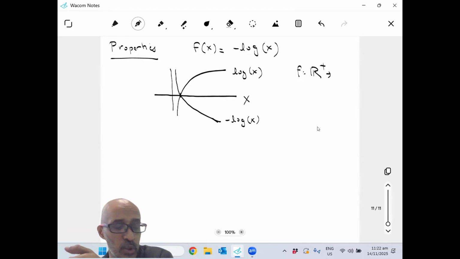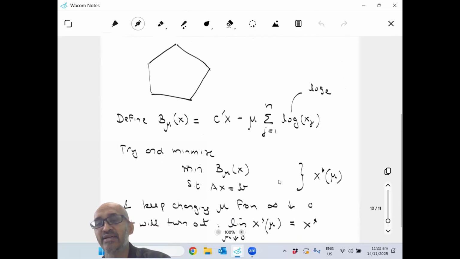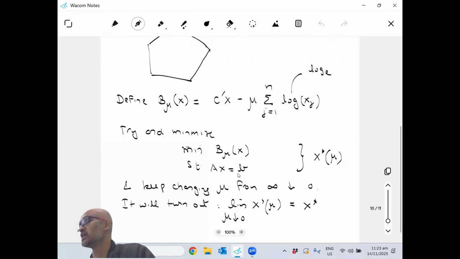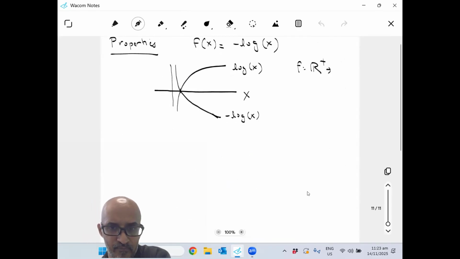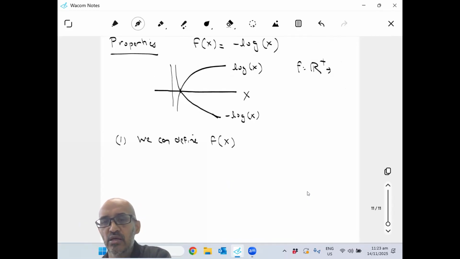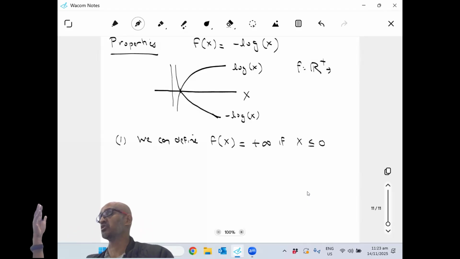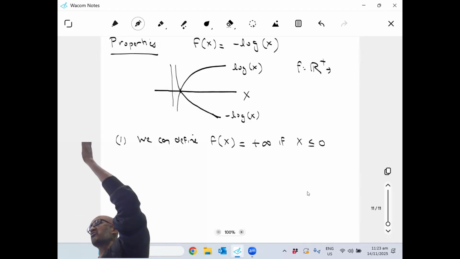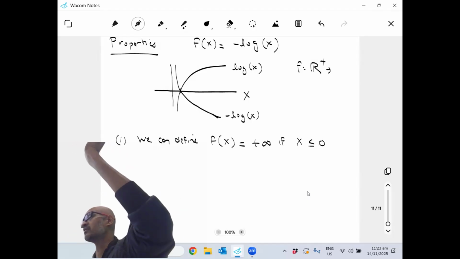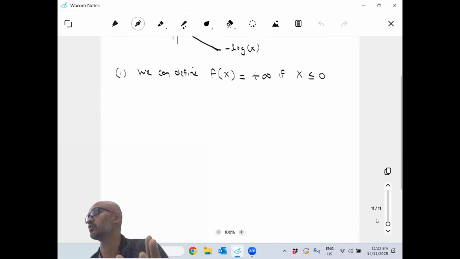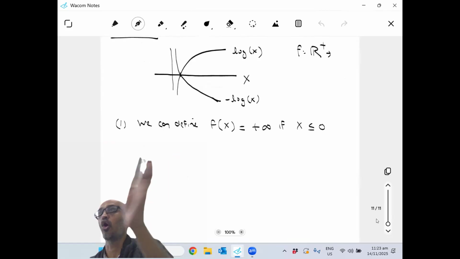So in the original problem, x is non-negative, but I'm taking out that constraint here. So I'm thinking of x being arbitrary. One thing we can do is define f of x to be plus infinity if x is less than or equal to 0. Remember, I'm trying to minimize functions. If you make a function go to plus infinity, that's the worst thing for minimization. It's basically infeasible. So it's going to force x not to go to 0 or a negative value.